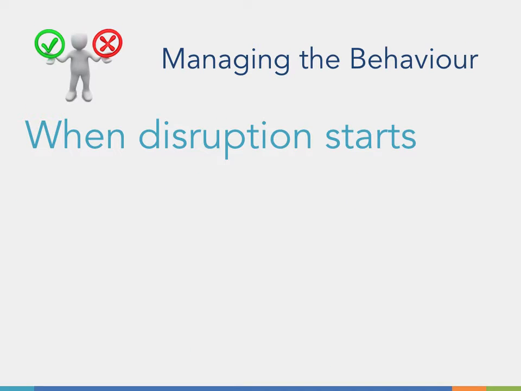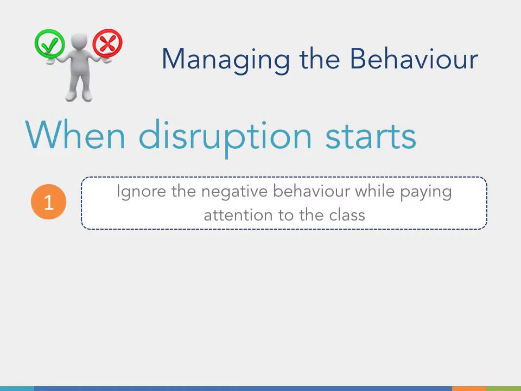But now we're going to talk about what to do when disruption does happen in the classroom. A good way to approach this is to ignore the negative behavior while you are paying attention to the class. If you had to stop teaching every time there was a disruption, you would never get through the lesson.